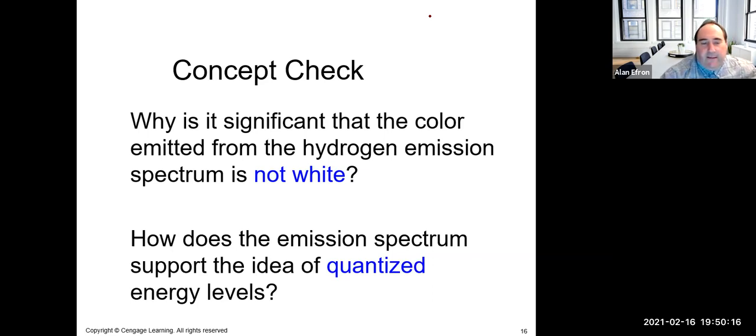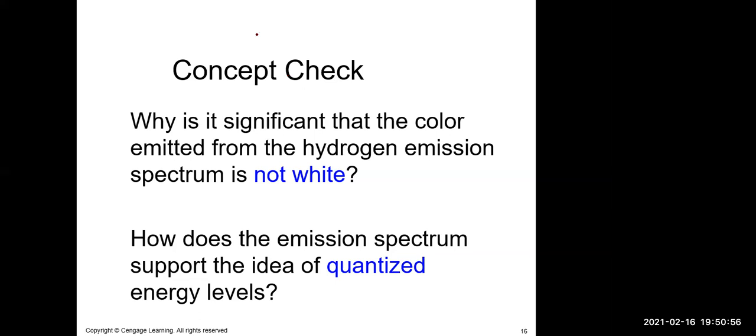So why is it significant that the color emitted from the hydrogen emission spectrum is not white? Again, if it was white, that would imply that all the colors are coming off at once. And that would imply that it is more of a continuous spectrum where you see everything coming off together. And we do see these distinct lines, which supports the idea of quantized energy. As we look at a hydrogen emission spectrum, which we'll see a picture of in just a second, we see these really distinct lines that represent those electrons transitioning from one energy level to the next.